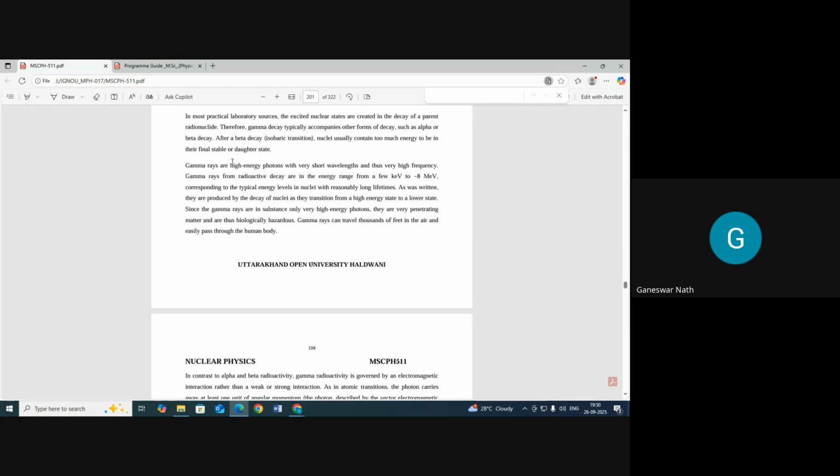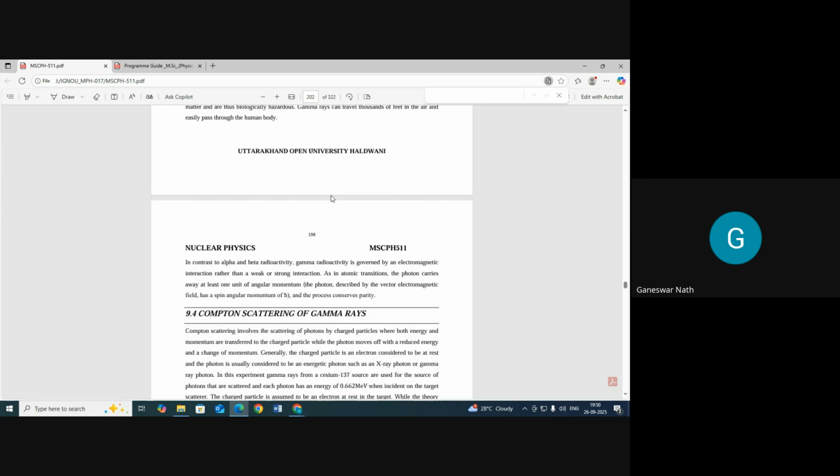Actually, gamma rays are used in many cases for the treatment of cancer. So gamma radiation is a big deal for nuclear decay processes. Okay, so gamma rays from radioactive decay have an energy range from some keV to some MeV and correspond to typical energy levels in the nucleus which you can find with a reasonably long lifetime, as observed. Okay, so this is the gamma decay.